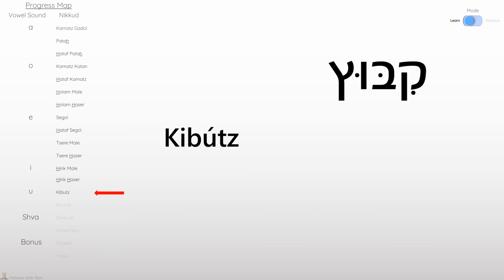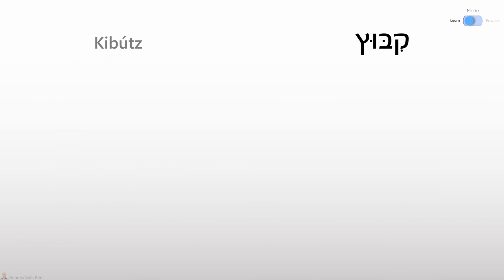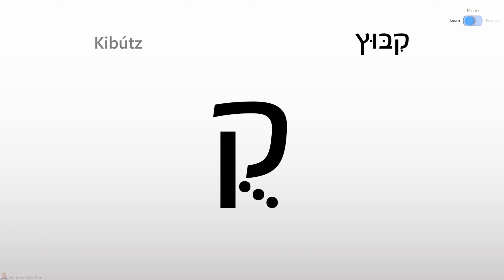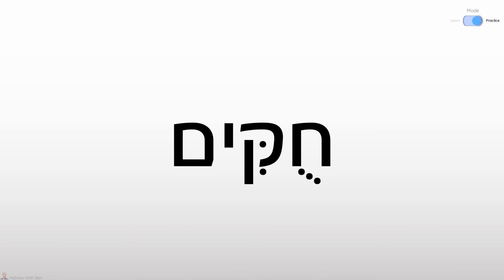Today we are going to be talking about the Kibutz Nikkud sign. Kibutz indicates the vowel U. The Kibutz sign is represented by three dots underneath the letter, creating a diagonal line from top to bottom, left to right. Let's see some examples.